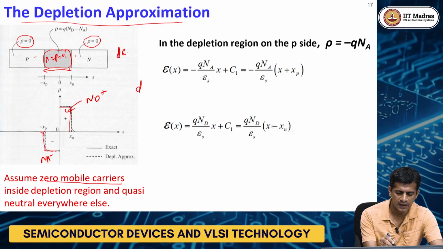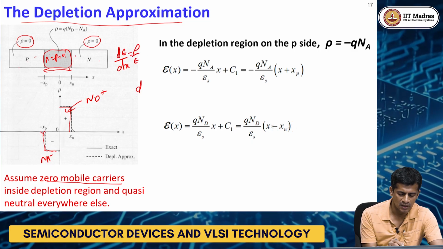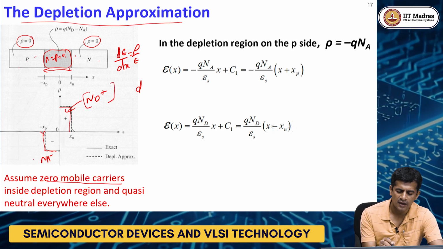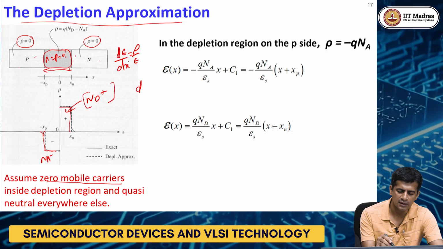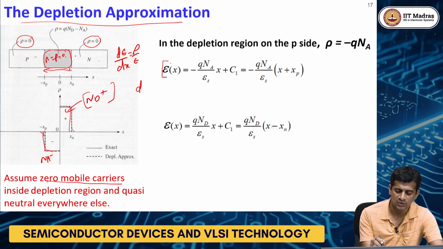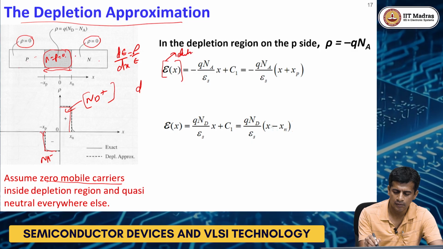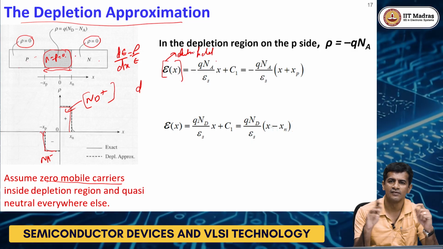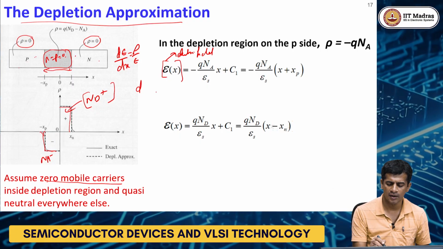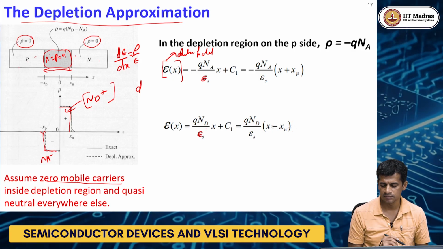Suppose we are interested in this side. We write Gauss's law: dD/dx equals rho over epsilon. The rho is nothing but Nd plus on this side, and Na minus on the other. If you integrate this, we get epsilon times the field, which is the electric field. We use the big epsilon for electric field, since we also have energy E, and the permittivity is the small epsilon. I am sorry, this should be small epsilon.